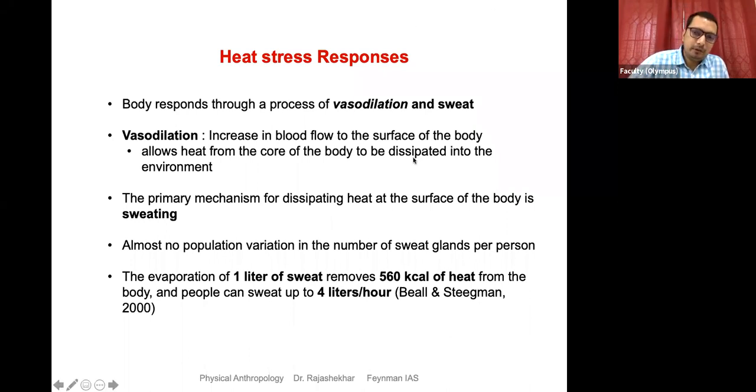So increase blood flow to the surface of the body, allowing the heat from the core of the body to be released to the environment. And the most important response is sweating. We sweat. So the primary mechanism of removing heat from the body is sweating.